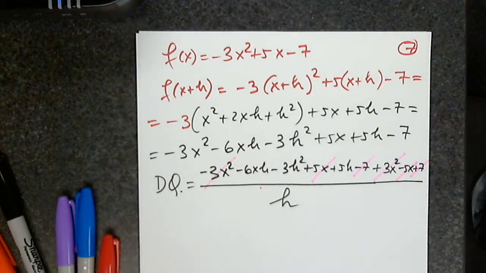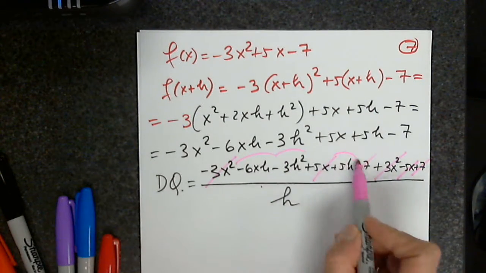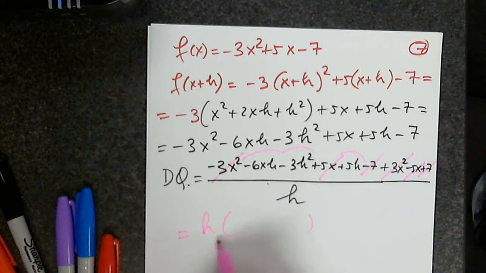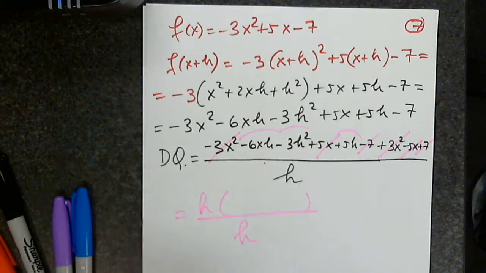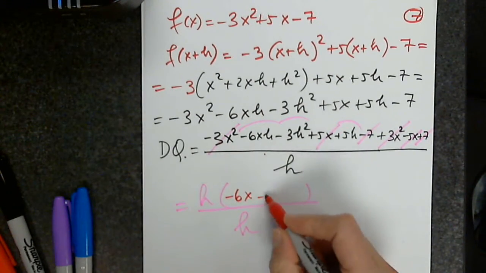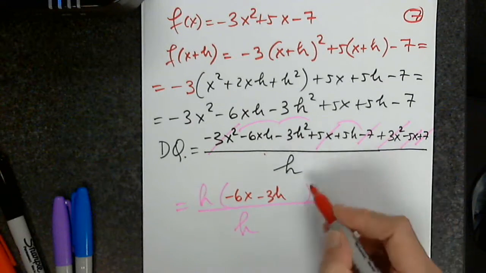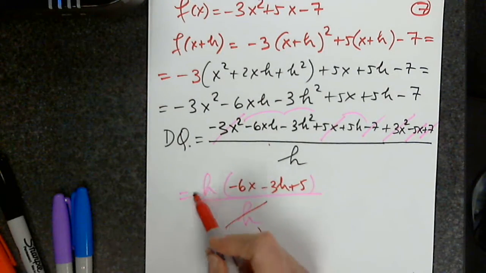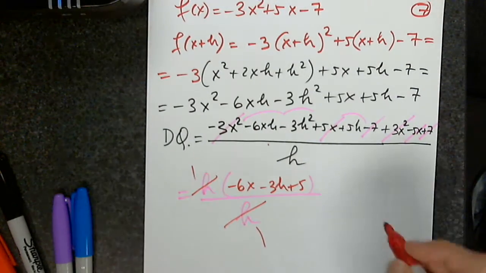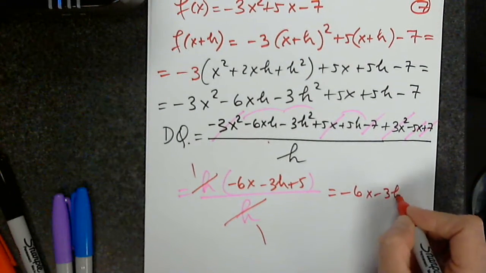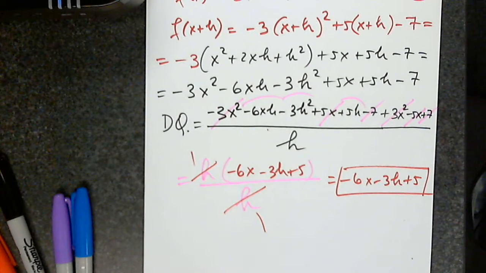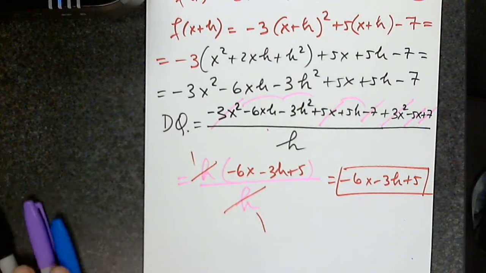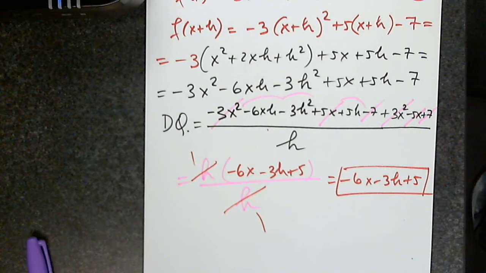Now the remaining three terms, 1, 2, 3, have h, and I will have to pull it out before I simplify. I'm not allowed to simplify in a sum or simplify terms. So then I have negative 6x, I have negative 3h, and then plus 5. Only now I can simplify and I write 1. And the answer is negative 6x minus 3h plus 5. And this is the difference quotient for the quadratic function that we just looked at.